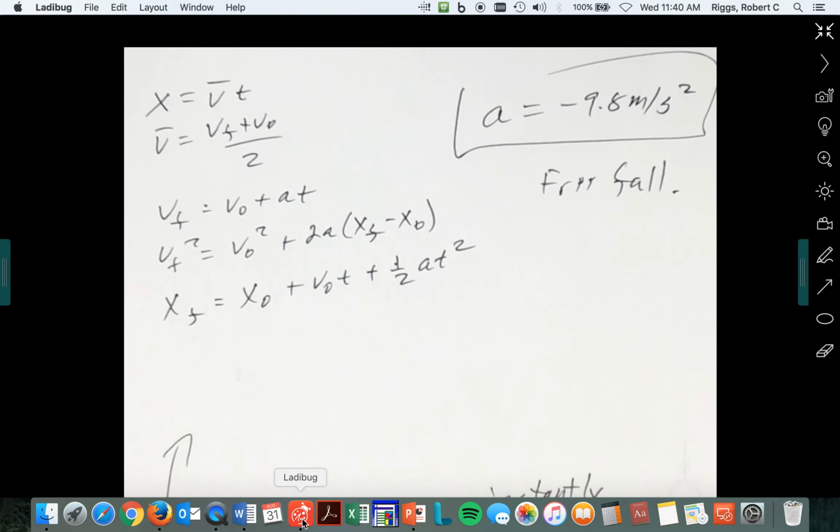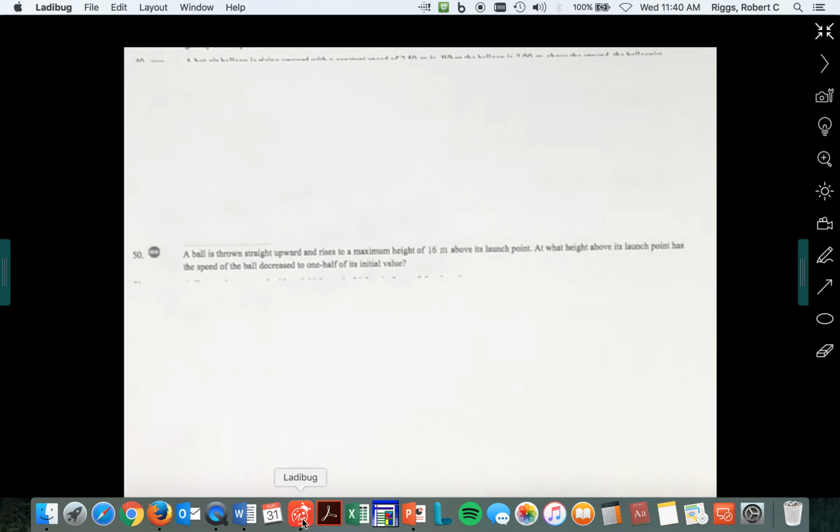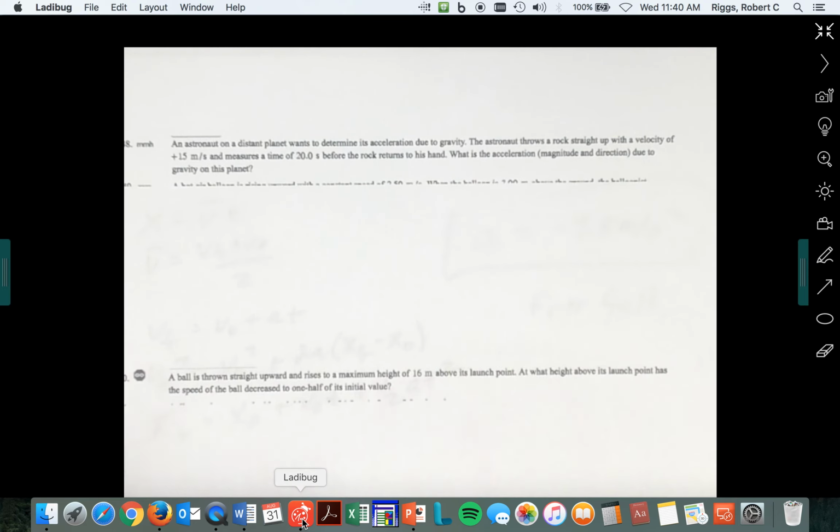Okay, so let's take a look at what the problems look like. First problem: an astronaut on a distant planet wants to determine its acceleration due to gravity. The astronaut throws a rock straight up with a velocity of 15 meters per second. So that's the initial velocity, I think so. And measures a time of 20 seconds before the rock returns to his hand. What is the acceleration, in magnitude and direction, due to the gravity of this planet?